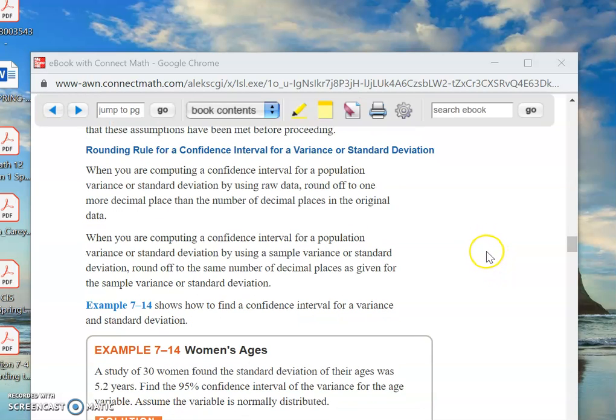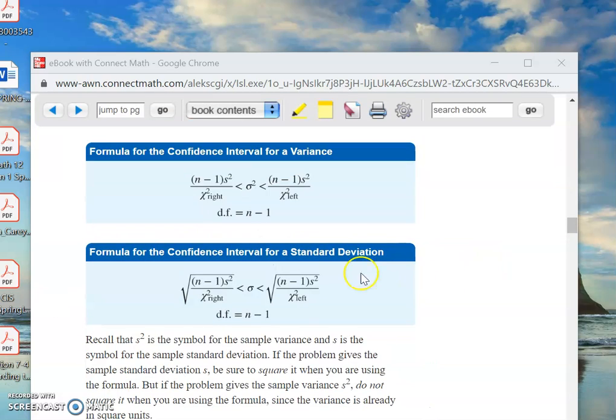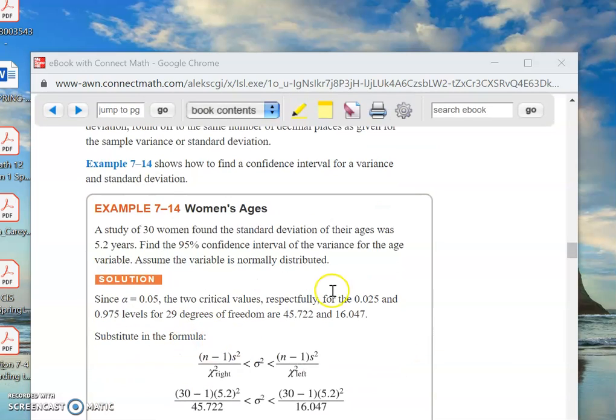Okay. So let me end this recording, and then on the next recording, I'm going to explain where this came from, and then we'll start doing a couple of the examples here.